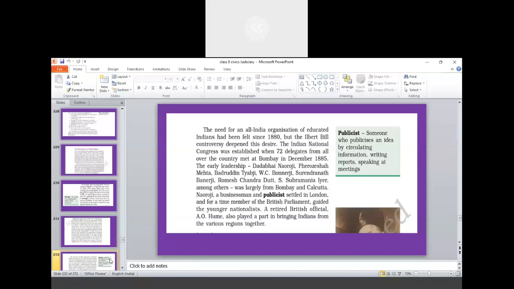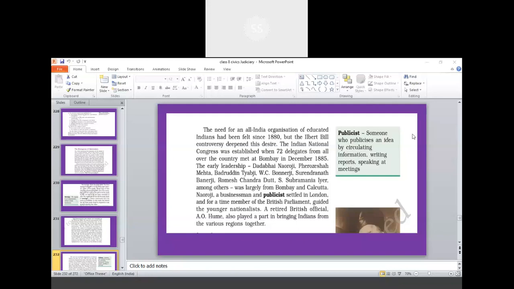Do you feel this bill is correct? No, sir, it's not. No, because the British wanted to discriminate even in the judicial system, which is not correct. So, the British East India Company passed the controversial Ilbert Bill, in which Indian judges were denied the right of giving judgment in those cases where European citizens are involved.